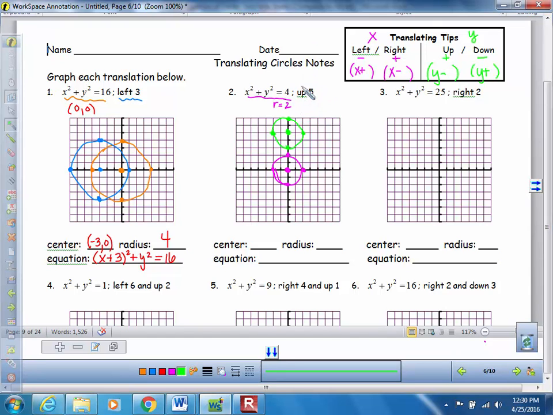Okay, so if I went up 5, is that x or y? Y. So that means my center, it was 0, 0, now it's going to be 0 and positive 5 since it went up. My radius stayed the same. Y'all told me it was 2. And so when we write our equation, my x squared stays the same. Then it would be plus y, the opposite of 5 is minus 5 squared, equals 4.